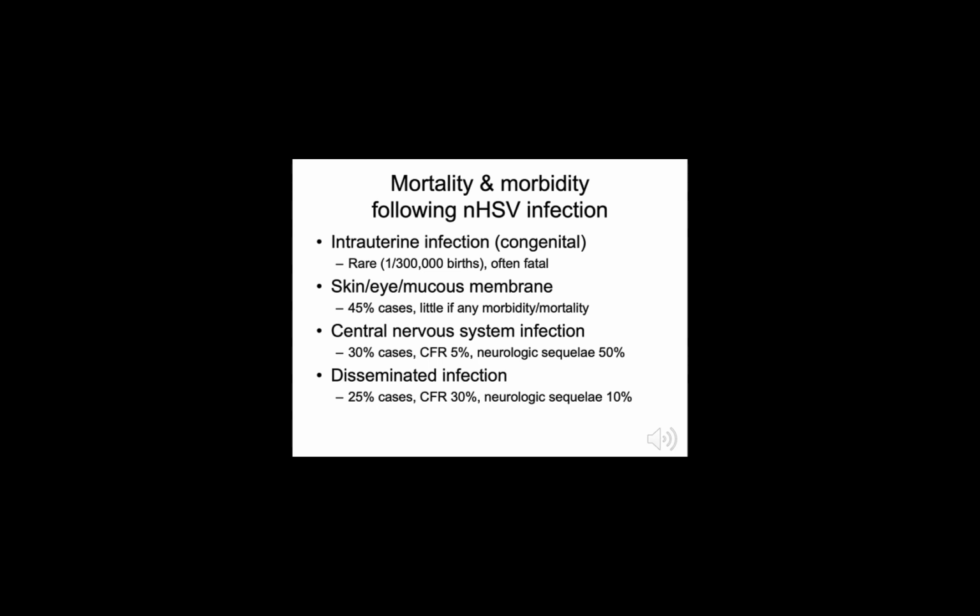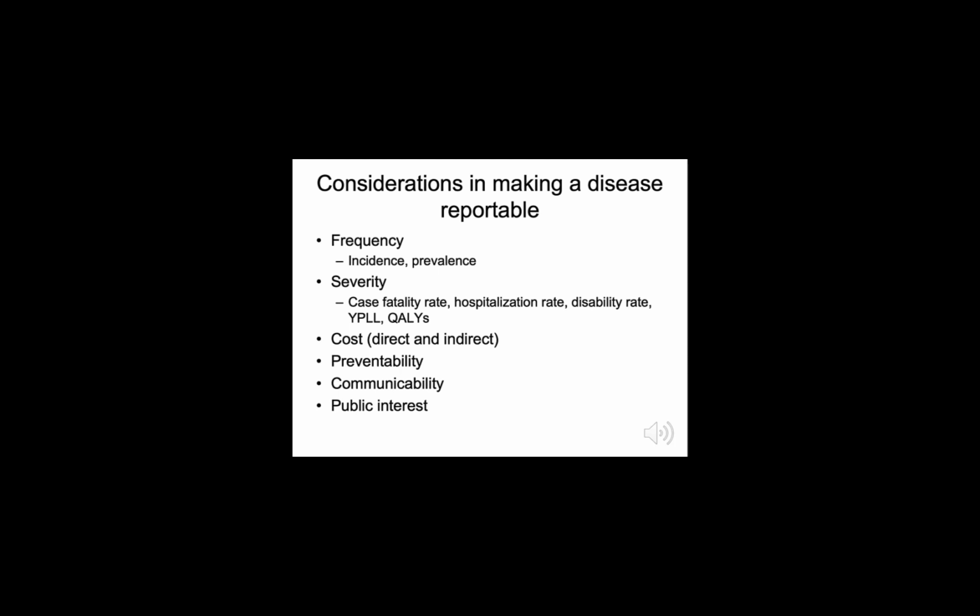And those disseminated infections, which I mentioned are the most serious, account for about 25% of cases and have a very high case fatality rate, 30%, although those that survive have a lower rate of neurologic sequelae than those CNS infections. So I know that was a lot of background, but I think it's very important to understand all of that in thinking about the considerations in making a disease reportable, in this case, neonatal herpes infection.